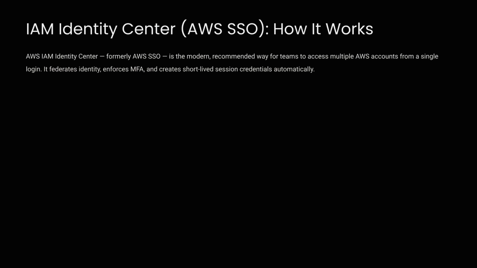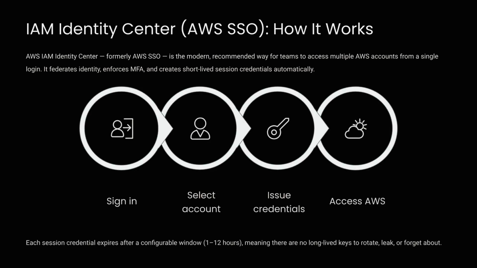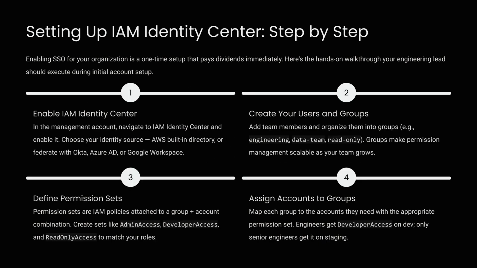IAM Identity Center, formerly AWS SSO, is the recommended way to access multiple AWS accounts. It federates identity, enforces MFA, and creates short-lived session credentials that automatically expire, eliminating long-lived keys. Setting up IAM Identity Center involves 4 steps. First, enable IAM Identity Center. Second, create your users and groups. Third, define permission sets, which are IAM policies matching roles. Finally, assign accounts to groups with the appropriate permission sets.